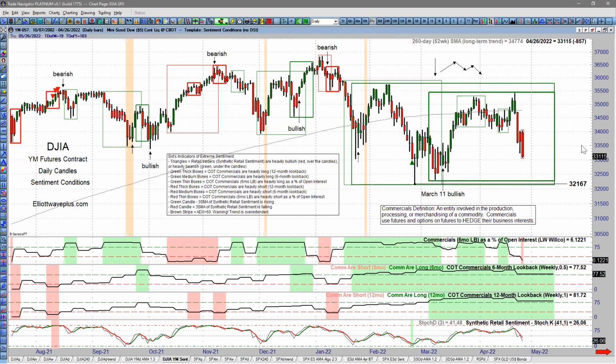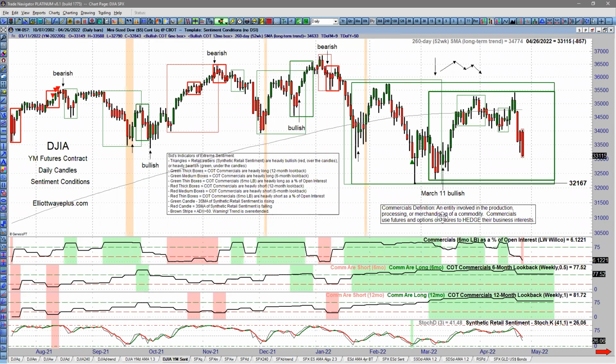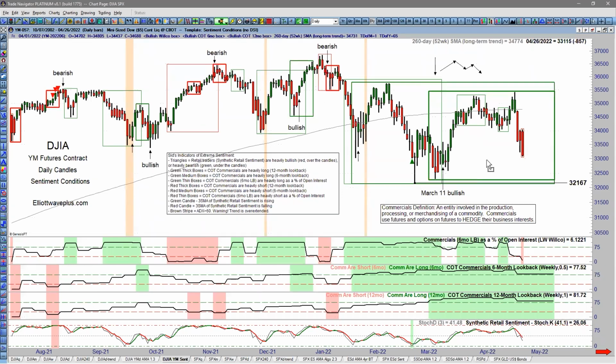So the commercials are positioned bullishly, which means that they think this is essentially a correction and that the market is going to move up higher. They didn't think that back here, did they? These are red boxes. And they didn't think that here. So when these boxes stack inside of each other, that is when they are at their most powerful.